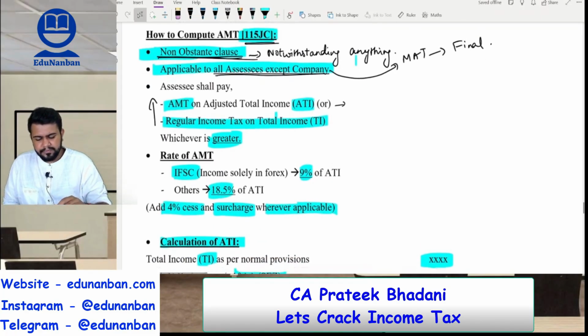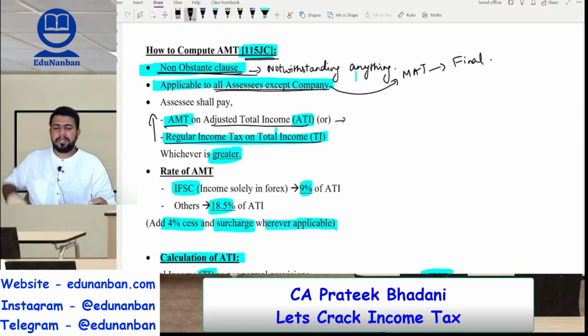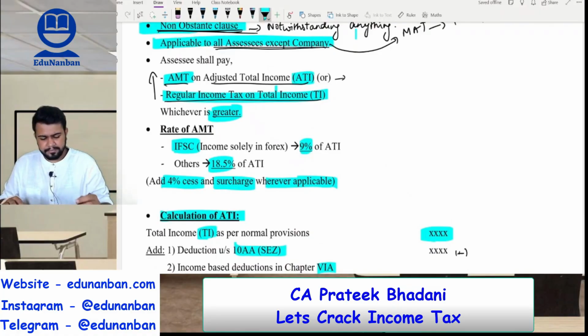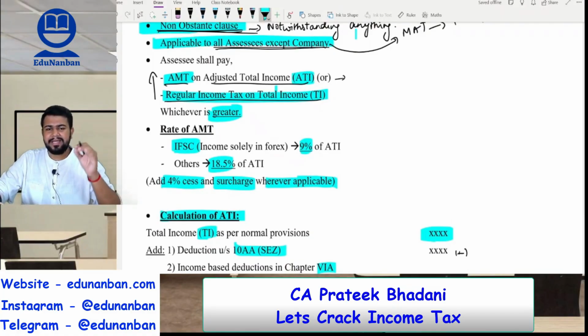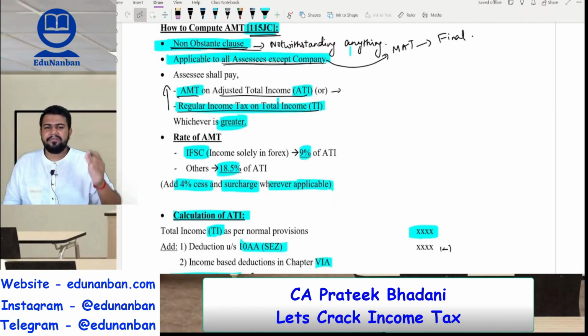Okay. Now, the assessees for whom the AMT is applicable have to pay the AMT on adjusted total income, that is ATI, or the regular income tax, whichever is higher. So alternate minimum tax or regular income tax, whichever is higher, should be paid as AMT. Okay. What is the rate of AMT? It is 18.5% of the adjusted total income, and in case of IFSC, that is International Financial Service Center, it is 9% of adjusted total income. After finding this 18.5% or 9%, above that you should add 4% education cess, surcharge, etc.